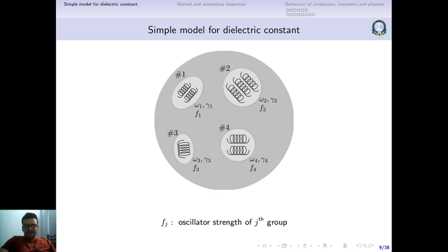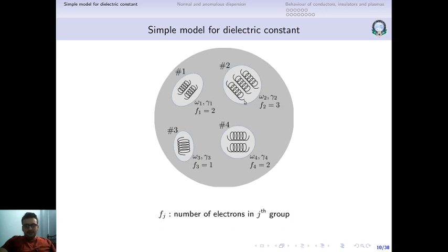Which will be the strongest oscillator here? The strongest oscillator is going to be group number 2, because there are 3 such electrons, and as a result there is going to be a stronger dipole moment associated with it. So this is the most dominant one out of these 4 groups. That's called the oscillator strength. Another way of looking at it is simply the number of electrons in the jth group, or you could consider it as the fraction of electrons in the jth group.